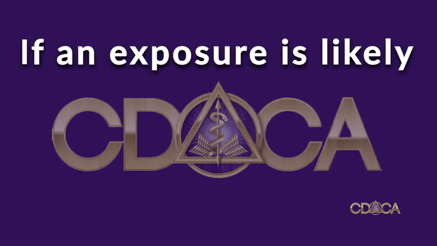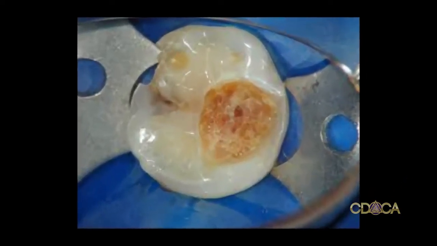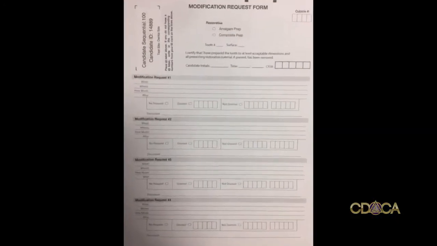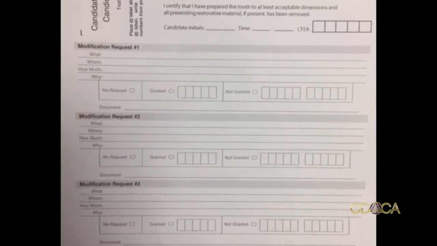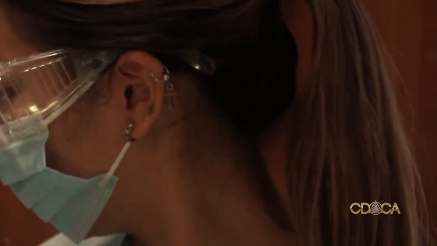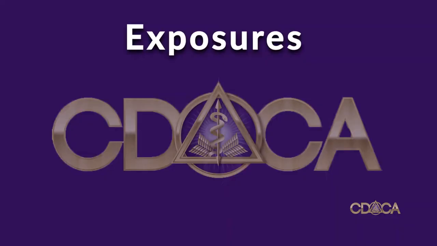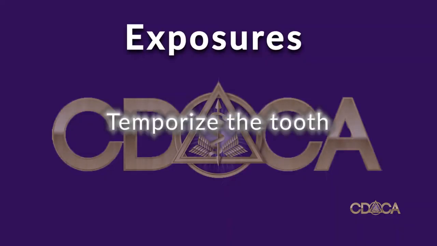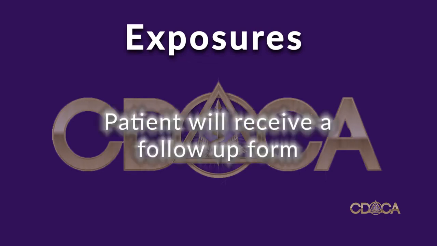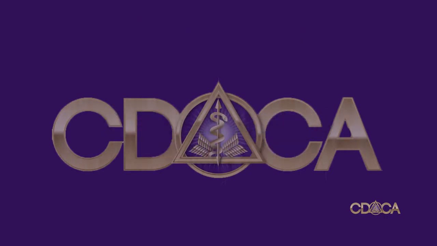If during the preparation process of any tooth, you anticipate a pulpal exposure, notify a CFE and your patient will be taken to the express chair. If an exposure occurs, fill out a new modification request, and again, a CFE will take your patient to the express chair. If handled properly, the case may not result in a failure. If the CFE hands you an instruction to candidate form telling you to temporize the tooth, proceed as directed. A follow-up form will be generated to inform your patient of any required treatment.